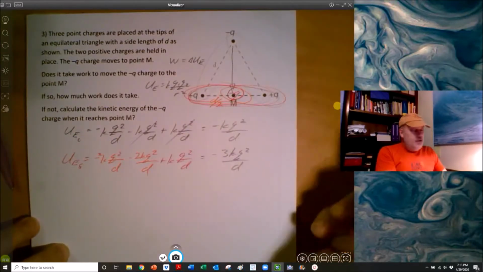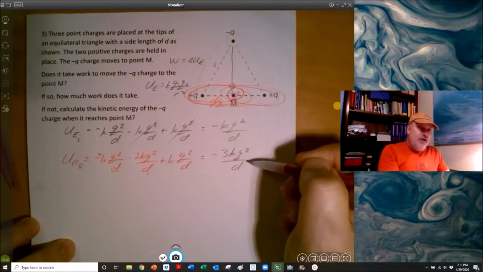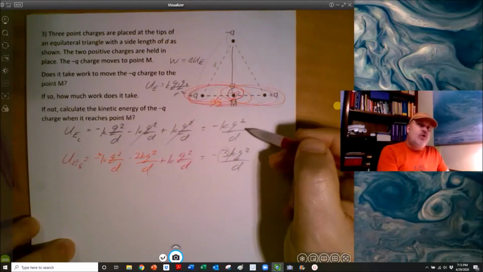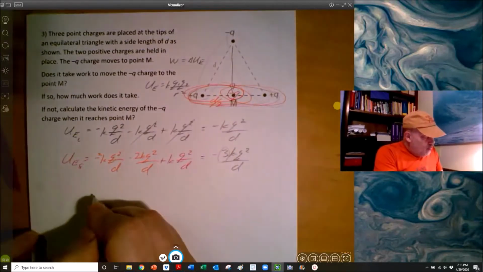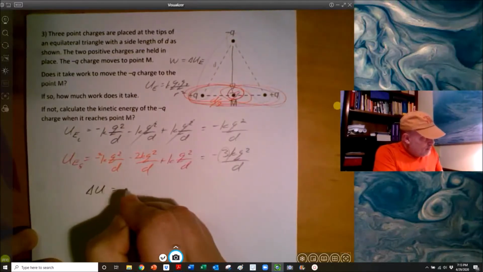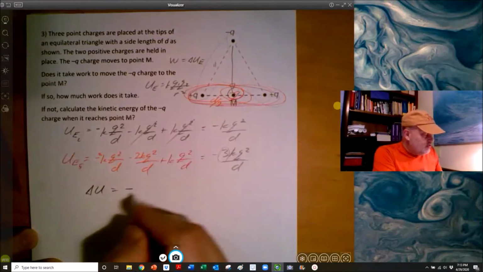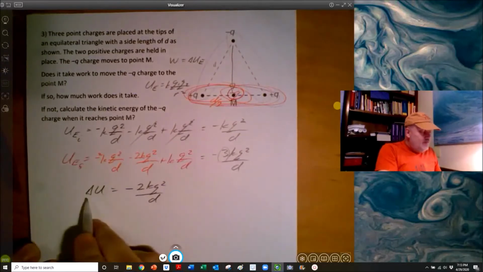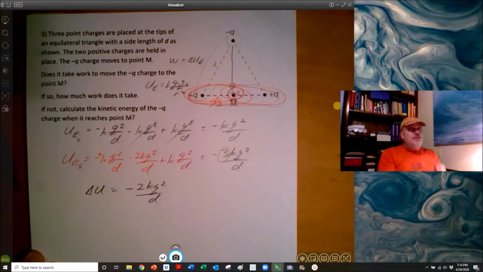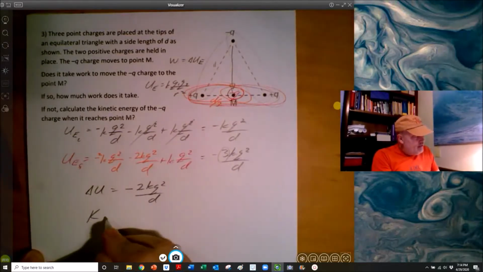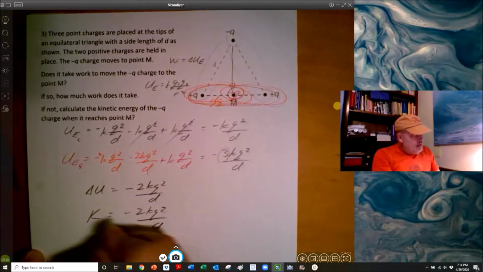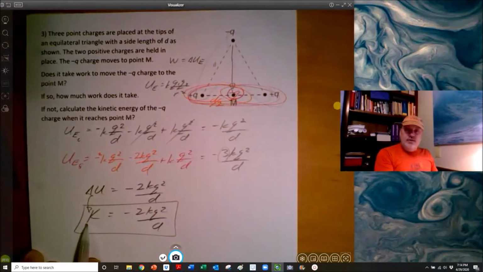So what does that tell us? Our potential energy was this number. Now our potential energy is this number. This number is more negative than the original. It's gone down in potential energy. So our change in electric potential energy equals the final minus the initial. We get negative 2kQ² over d, a decrease in potential energy. That means this was a natural process and the potential energy turned into kinetic. So our final kinetic energy of this particle as it moves down here would be negative 2kQ² over d, because this turns into that.